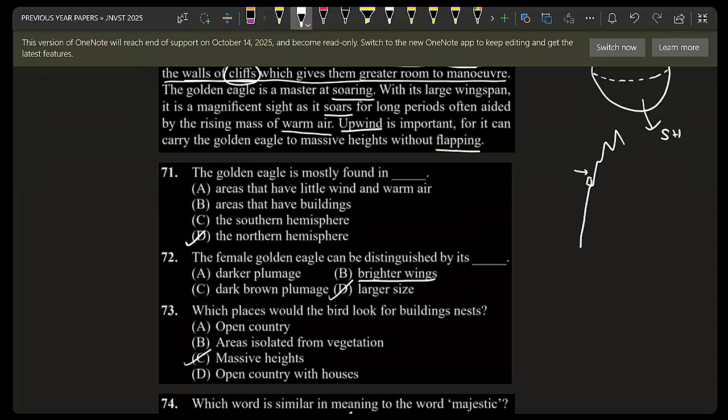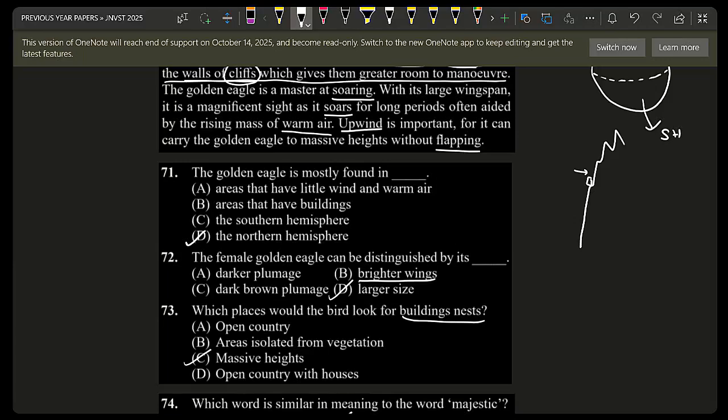Sir, in question 73, but they live in open country, sir. Yeah, they are living in open country as mentioned in the passage, but they are asking about building nests. Where do they build nests? In the tall trees and cliffs. Cliffs, they are of very massive heights. Okay, sir. Whatever is mentioned in the passage that you have to consider.